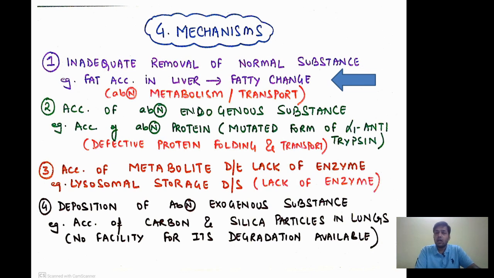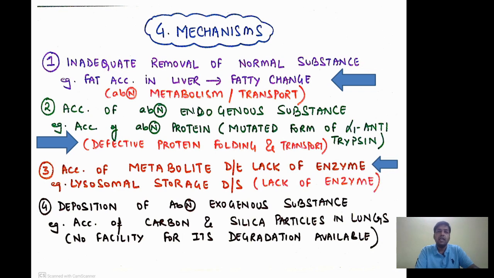The second thing which can occur is there is an accumulation of an abnormal endogenous substance. For example, there is a production of an abnormal protein inside our body, for example, mutated forms of alpha-1 antitrypsin. Now, alpha-1 antitrypsin is an endogenous protein. It is performing some function. But sometimes, because of some mutations, we are having a mutated form of alpha-1 antitrypsin protein. So here the basic defect is lying in the protein folding and transport, which is giving rise to the mutated form of alpha-1 antitrypsin.